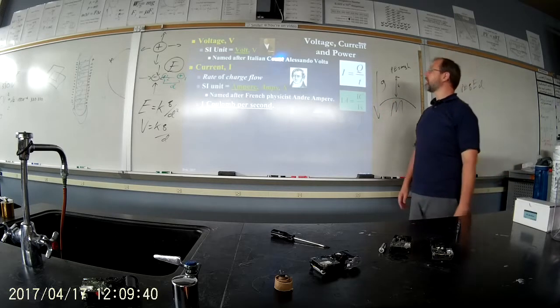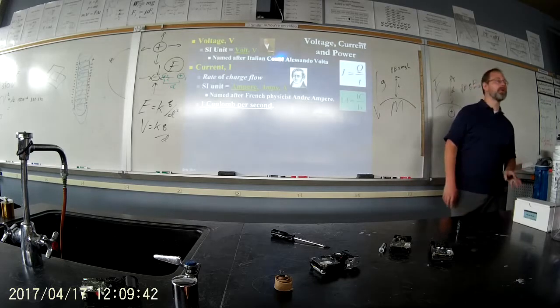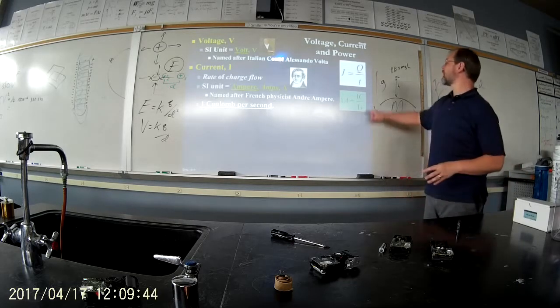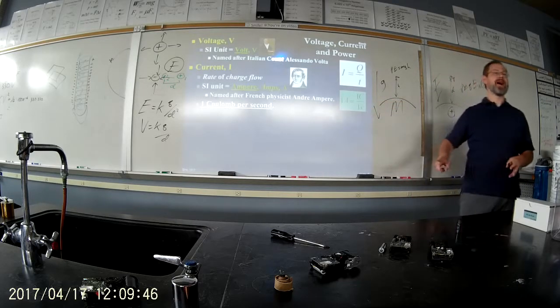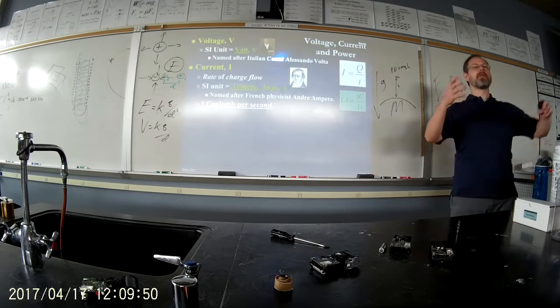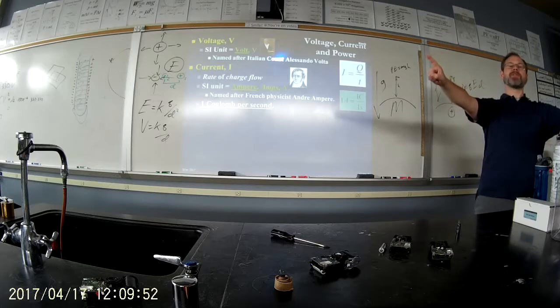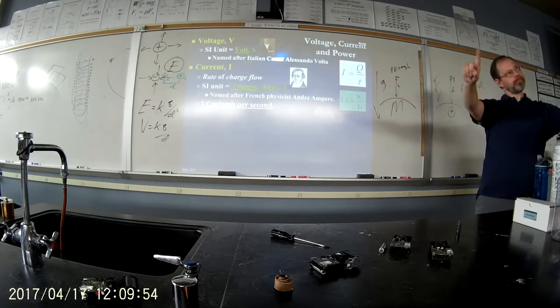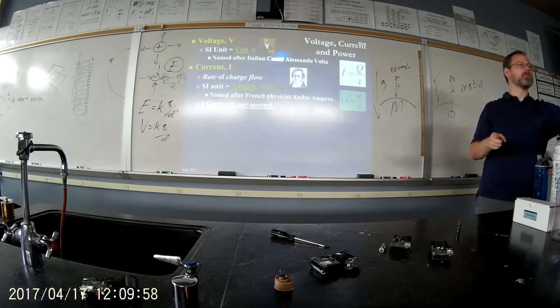Now, current is a rate of charge flow. The unit we use for charge is the coulomb. The unit we use for time is the second. 1 ampere is the rate of 1 coulomb passing a point in 1 second. 1 coulomb in 1 second is 1 ampere.